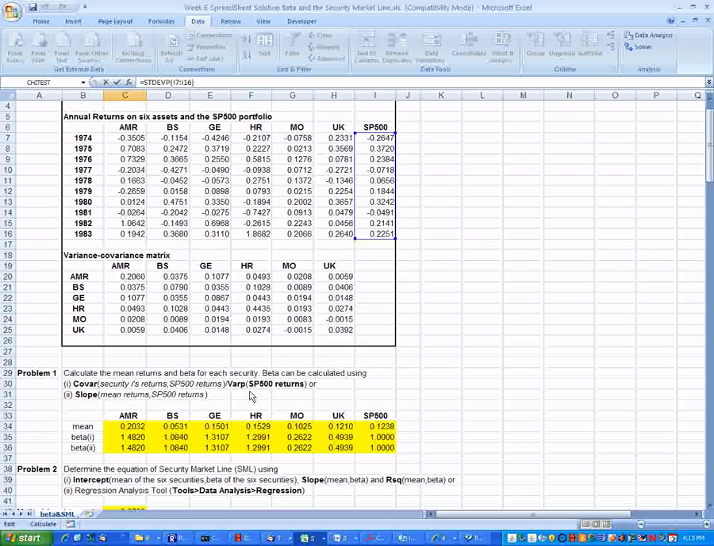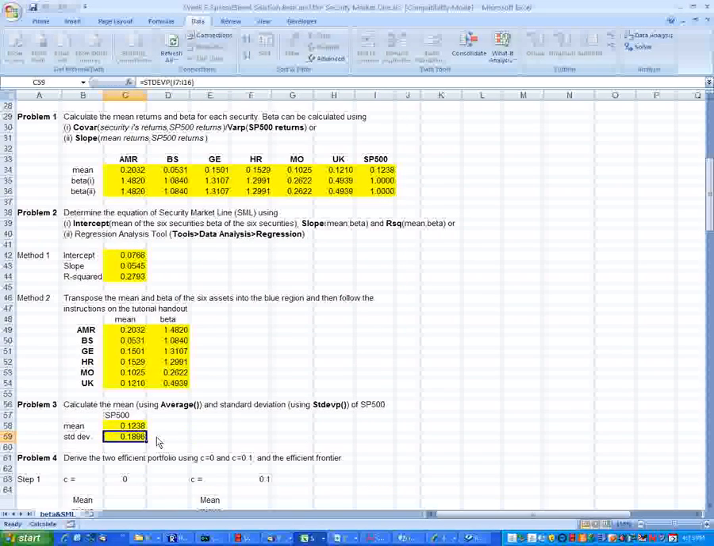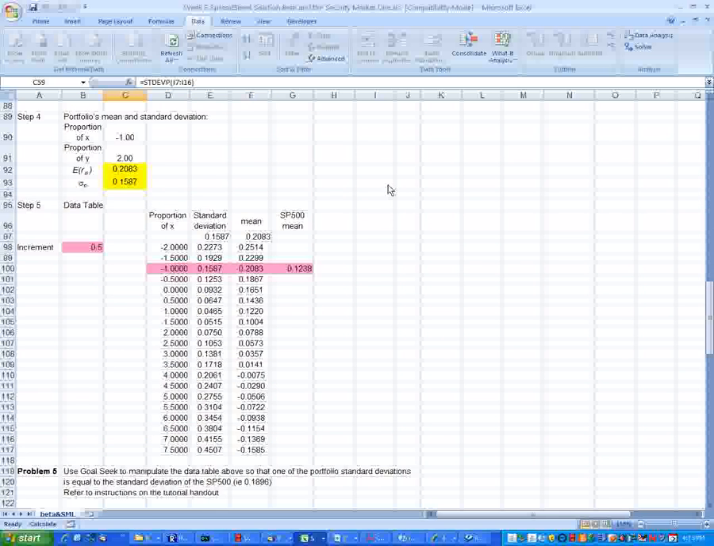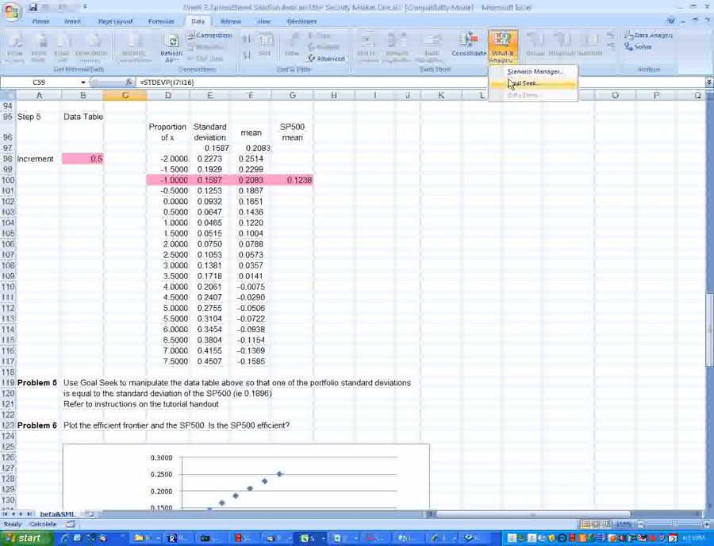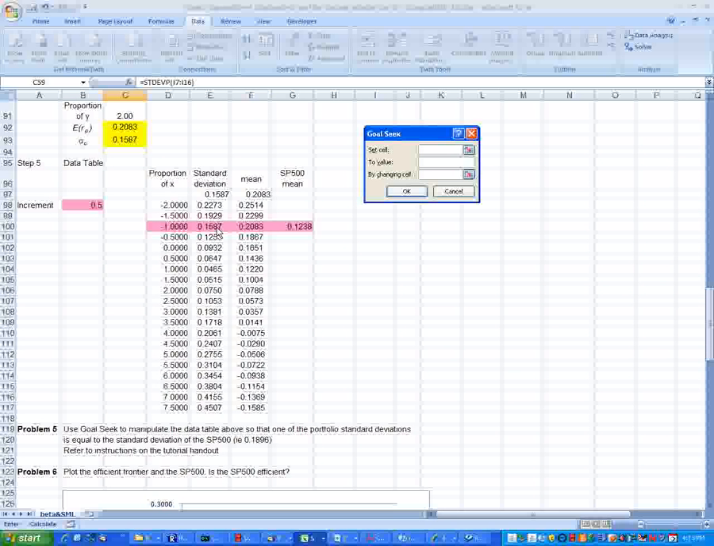If I hit F2 and move up to the data table, you can see that's highlighted, S&P 500, and that's its standard deviation. So by going back to the data table and then to Goal Seek, we set the standard deviation in the pink line, E100, to the value 0.1896. That is the value of the risk of the S&P 500, and we want to set it by changing the increment value in cell B98 in pink there.